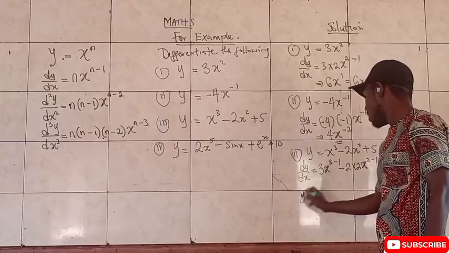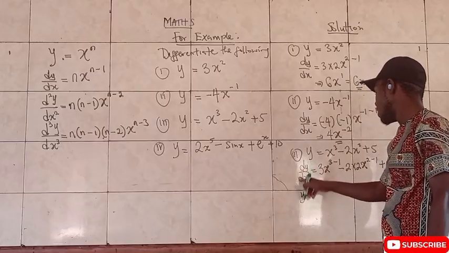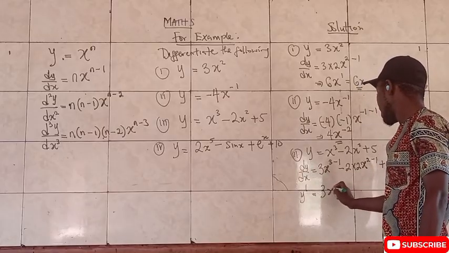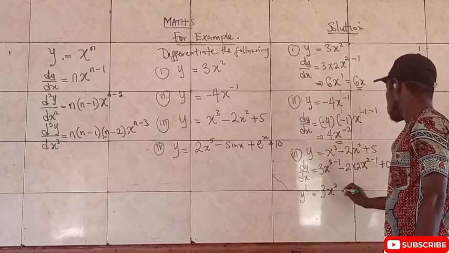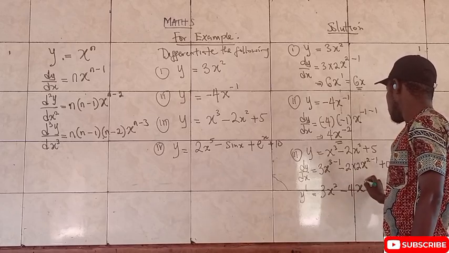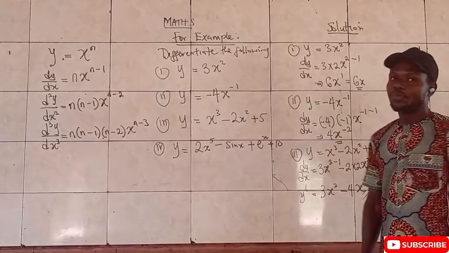So I then have y prime. Don't forget that y prime is the same as dy/dx. So I have 3x all raised to the power what? 2. Then minus 2 times 2, minus 4x raised to the power 1. And that's my answer, eventually.